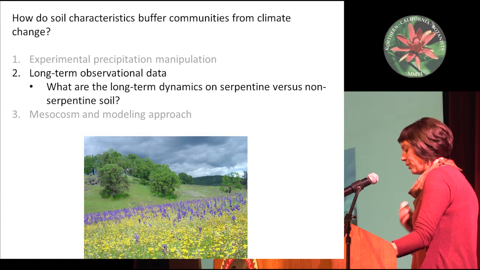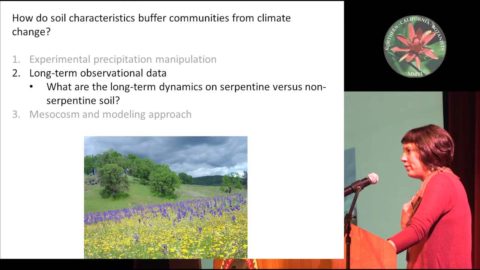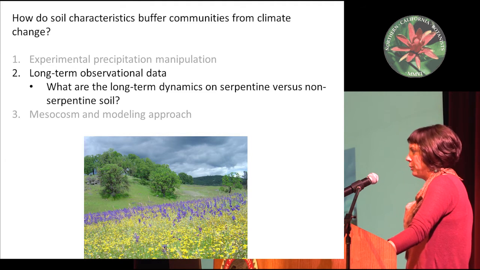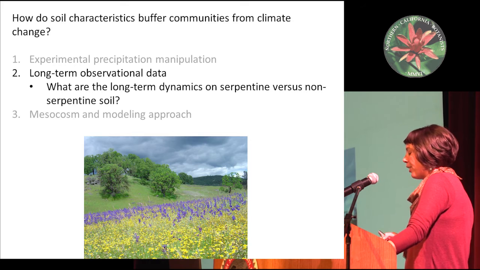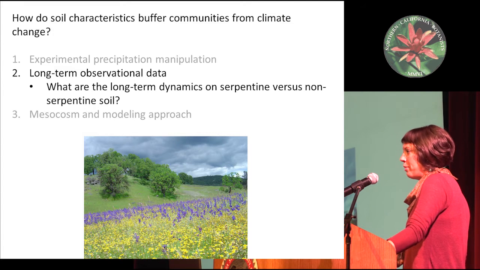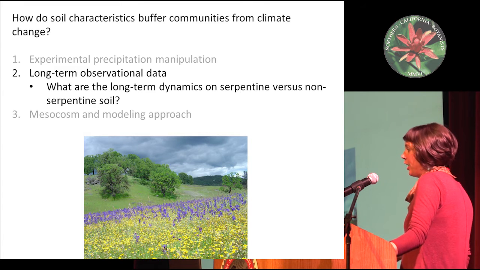So in this study, I was using Susan Harrison's data over these 80 grassland sites at McLaughlin Reserve. There's 42 that are on non-serpentine and 40 that are on serpentine. And every year for, I think it's up to 16 years now, but at the time of the study it was 10, the lab has gone out and measured community composition and abundance.